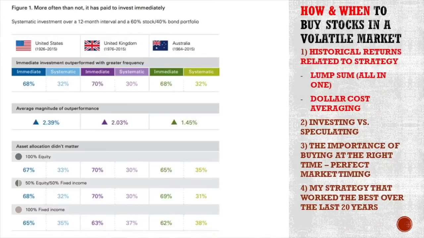I've gone to Vanguard and they've done the research, so a lot of research has been done, no need to spend a lot of time on it. You have the systematic dollar cost averaging investment where you invest over 12 months, versus investing all the money immediately. They made the analysis from 1926 to 2015 in the United States, United Kingdom, and Australia, and there is a 68% chance that you do best when you invest it all in one go, and a 32% chance that you do better with dollar cost averaging. So when you start investing, let's say 7 out of 10 times, you will be better with a lump sum. 3 out of 10 times, you will be better with a dollar cost averaging strategy.